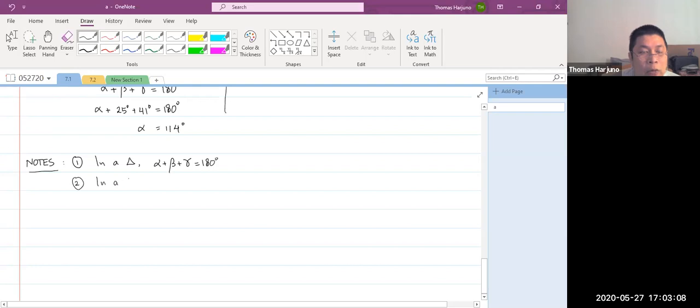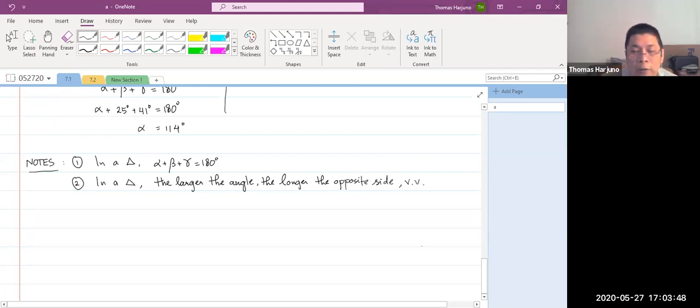But a property that's not really used a lot in geometry, but important here, is the following. In a triangle, the larger the angle, the longer the opposite side. Vice versa, the longer the opposite side, the larger the angle.